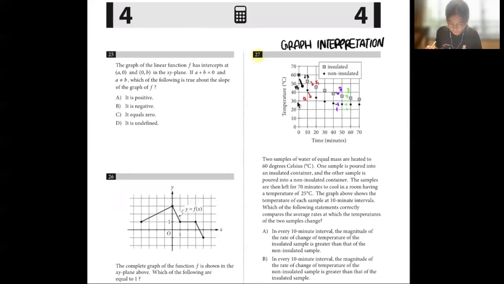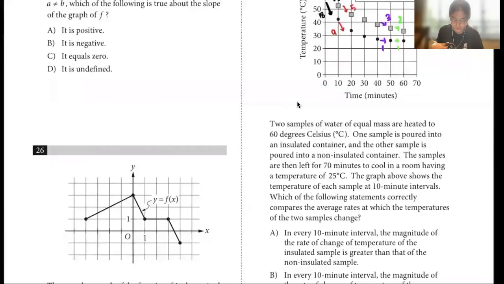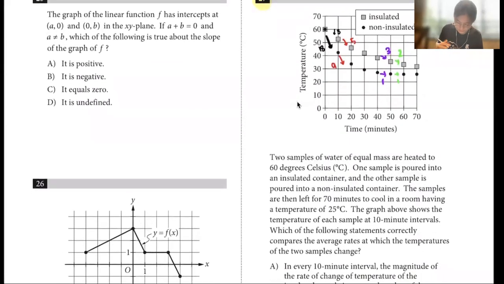Two samples of water of equal mass are heated to 60 degrees Celsius. Okay, it starts from 60, so that makes sense. One sample is poured into an insulated container and the other sample is poured into a non-insulated container. Well, that explains the 2 points. The samples are then left for 70 minutes to cool in a room having a temperature of 25 degrees. Okay. The graph above shows the temperature of each sample at 10-minute intervals. Yeah, it skips. Yeah, it goes by 10, 10, 10, 10.